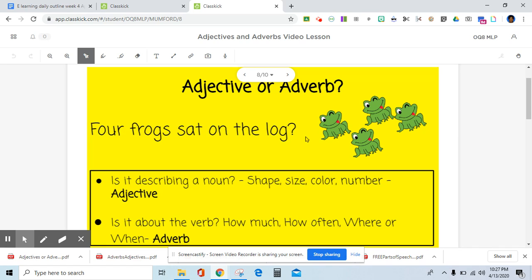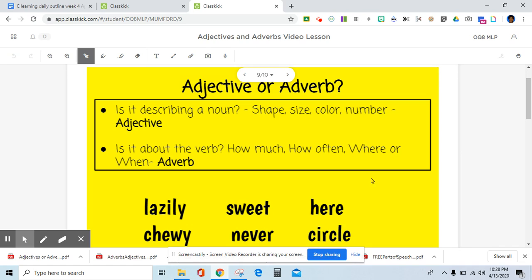Four frogs sat on the log. Four needs to be underlined because that's the word I want to focus on. So let's think about it. Is it describing a noun? Is it telling me the shape, the size, the color, the number? Or is it describing a verb? How much, how often, where, or when? If you said it's telling me how many, you are correct. So if it's telling me how many, it's telling me how many frogs, which is my noun. So it is an adjective.